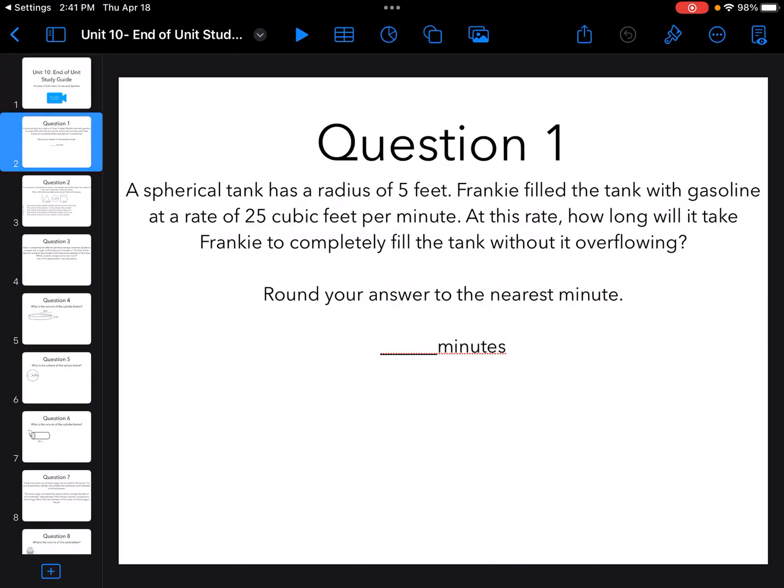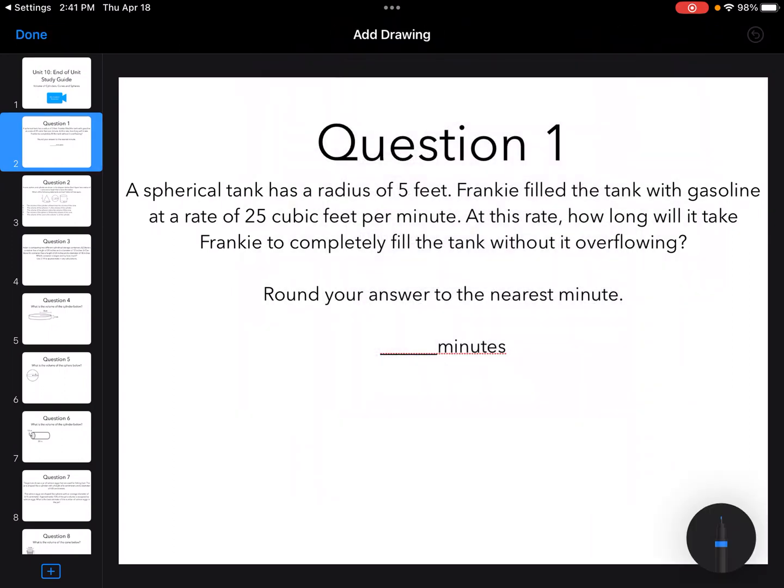So question 1, a spherical tank has a radius of 5 feet. Frankie filled it with gasoline at a rate of 25 cubic feet per minute. At this rate, how long will it take Frankie to completely fill the tank without it overflowing? Round your answer to the nearest minute.